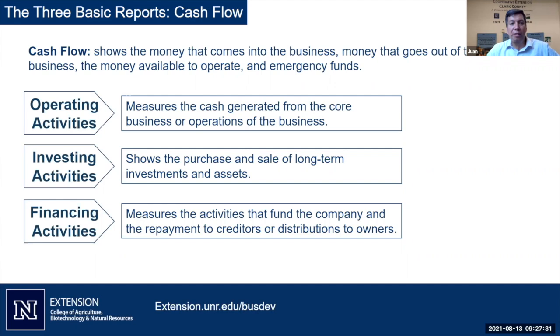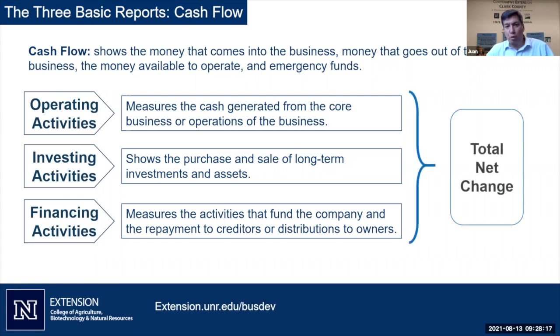It measures the activities that fund the company, and repayment of loans and owners. So this is how the business gets funded. This is where the money comes in from other sources because they believe in your business. And this is where the money goes out to repay, and the owners can take the return on their money. So those three areas are all part of the cash flow. Why do we have three areas? Because the money comes in and out for different purposes. And you want to know the purpose and how much is coming in and out.